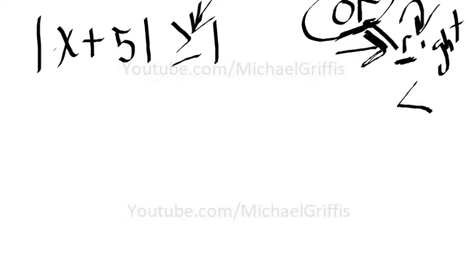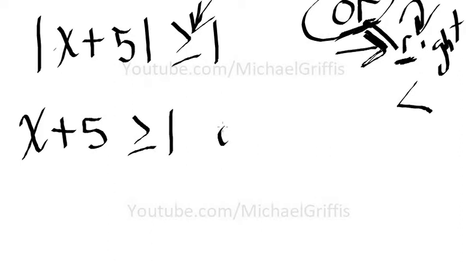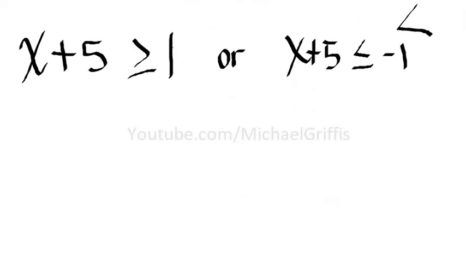Or. So we're going to rewrite this, dropping the absolute value bars: x plus 5 is greater than or equal to 1, or x plus 5 is less than or equal to negative 1. Remember in the last problem, we flipped the inequality and multiplied the right-hand side by negative 1. You have seen this before; we had a section on linear inequalities.